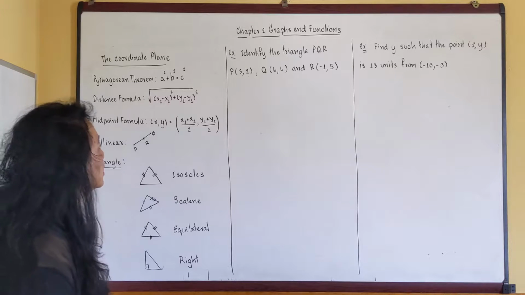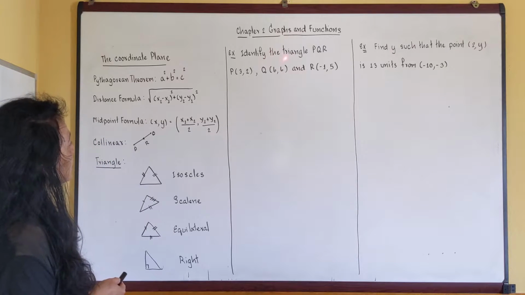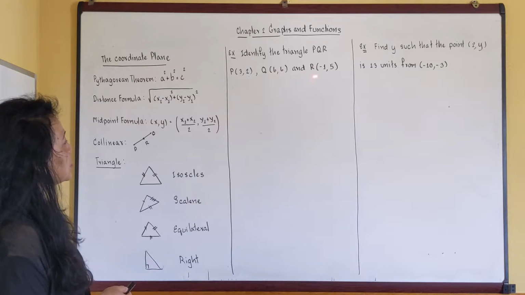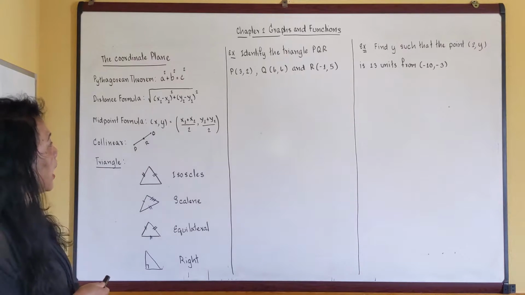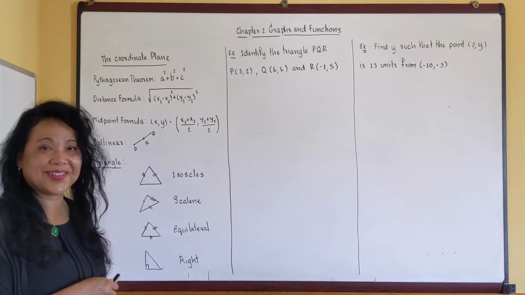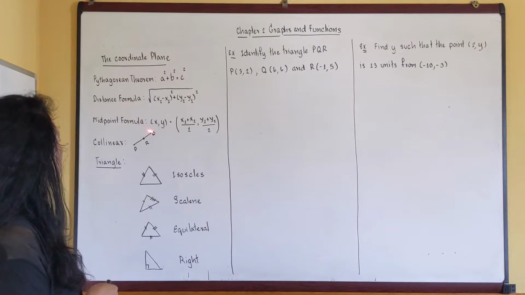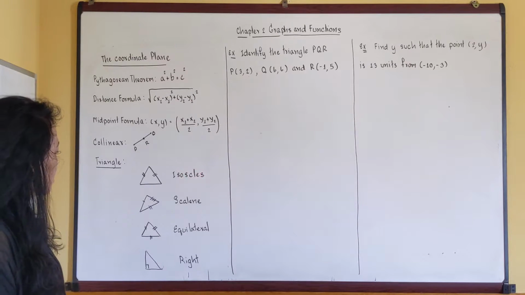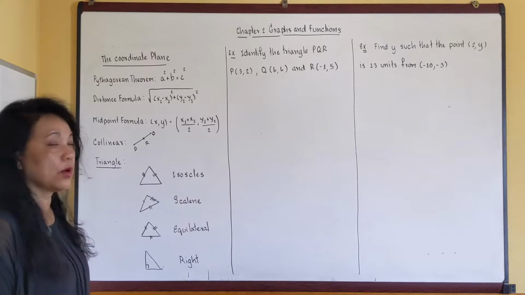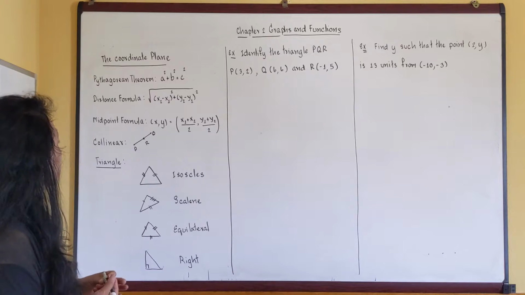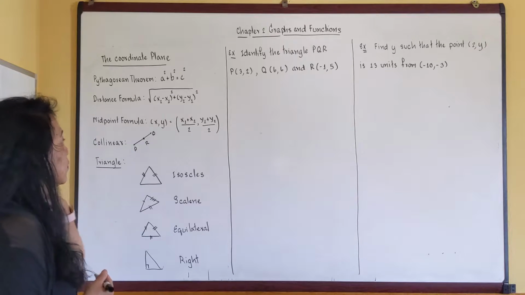So let's look at our example. Identify the triangle PQR. So you have these three points here. By identify, I don't mean graph it and answer the question. I want you to use these formulas to show me whether it is isosceles, scalene, equilateral, or a right triangle. So let's look at this one. I'm going to find the distance, using the distance formula.